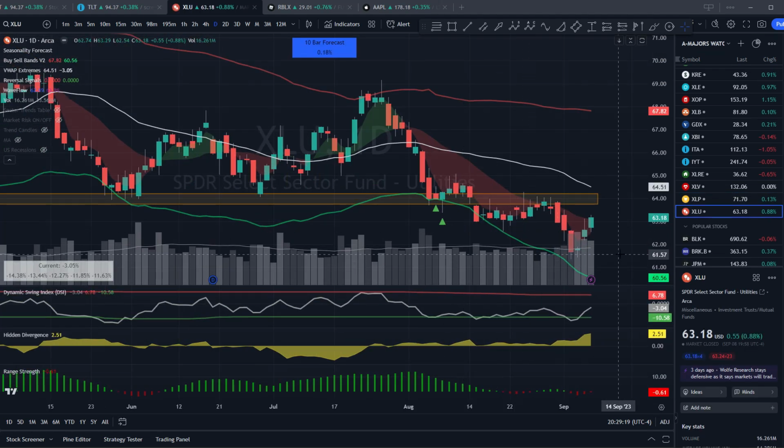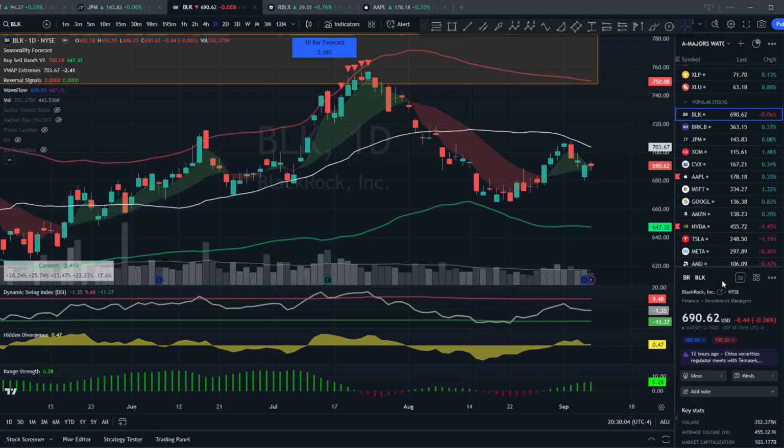We got a little bit more of a pop out of utilities after we did get a bit technically oversold earlier in the week. Just moving on to popular stocks, there's BlackRock, pretty much flat today.